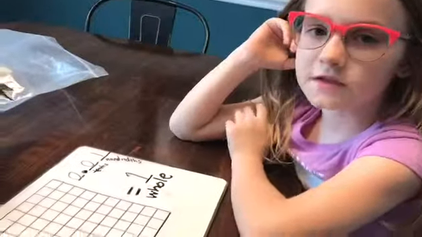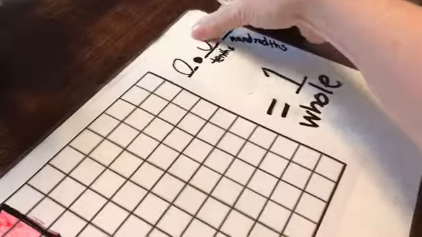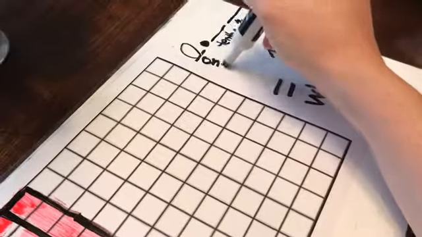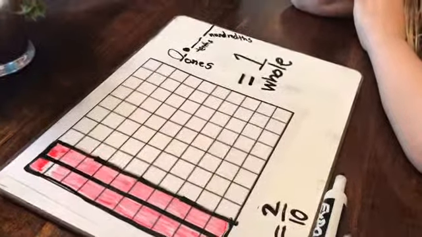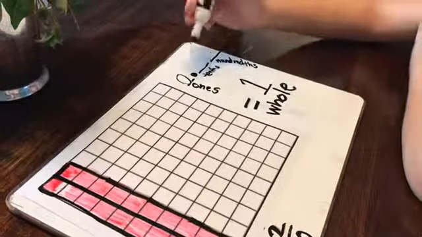Do you agree? Yes. So let's talk about how we're going to write this as a decimal. I know I don't have the full whole yet, so I still have a 0 in the ones place. But I have 2/10, right? That's what you told me. So can you take the marker and put a 2 in the tenths position of the decimal?